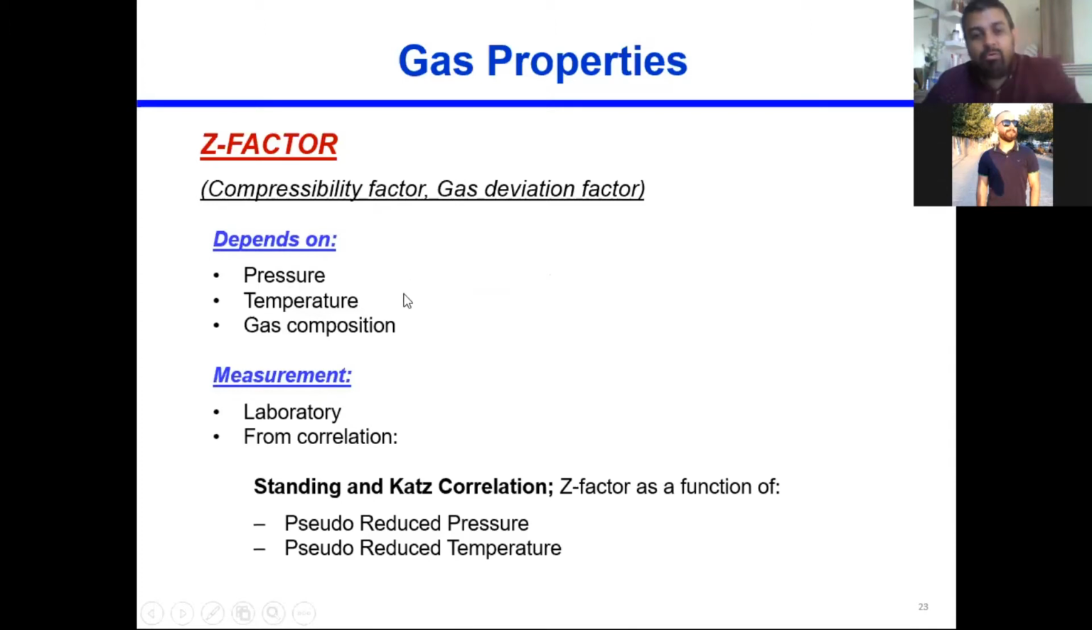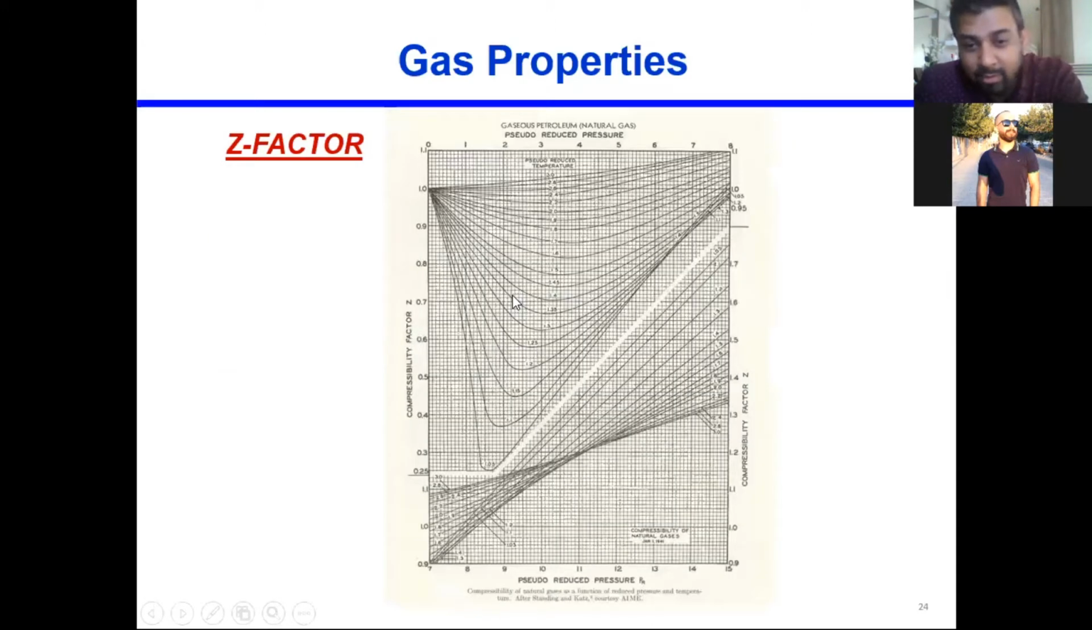And we have some correlations. The most famous is the Standing and Katz correlation. And we have to find it using the pseudo-reduced pressure and temperature. We will do that after this lecture. I will give you one homework question to do this Z factor calculation, which is available in the book of Tariq Ahmed. I will talk about how we can find the pseudo-reduced pressure and pseudo-reduced temperature. These lines show the pseudo-reduced temperature.